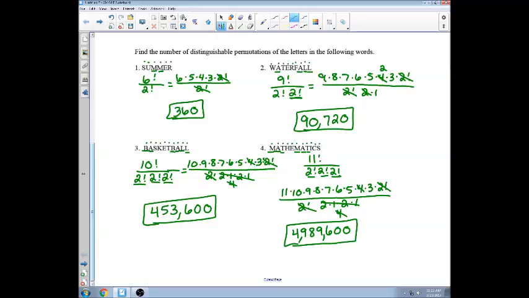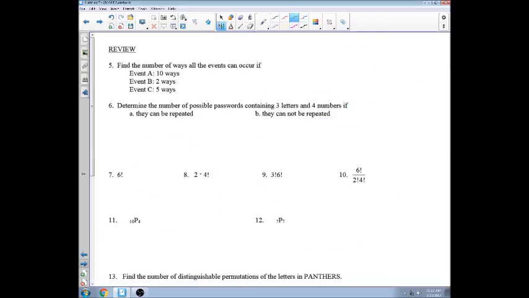Okay? Let's move on to the back. The back is a review of our last section. So find the number of ways all the events can occur if event A has 10 ways, event B has 2 ways, and event C has 5 ways. Remember, if it gives you a number of options and it wants to know all of the ways that all of the events can occur, I'm just going to take 10 times 2 times 5, which would then get me 100 ways. There's 100 different ways that all those events can occur.